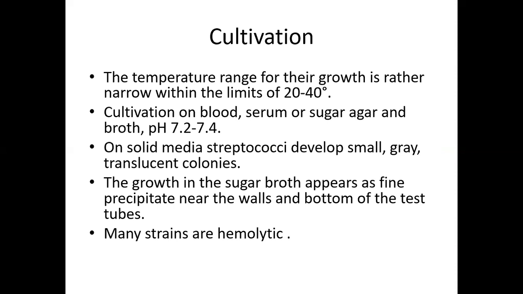Cultivation. They require blood, serum, and sugar to grow. On solid media, streptococci develop small gray transparent colonies. To differentiate staphylococci and streptococci on the media, you can compare their size. Staphylococci form big colonies, but streptococci form small colonies. In sugar broth, growth appears as a fine precipitate near the walls and bottom of the test tubes. Many strains are hemolytic.